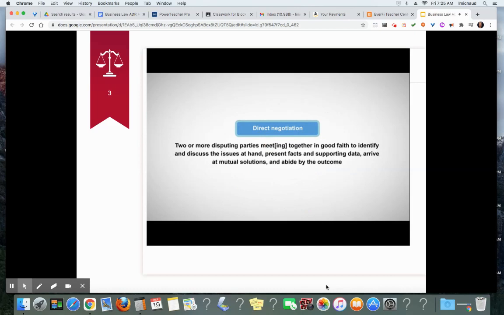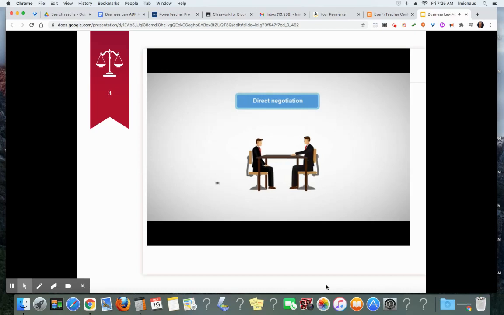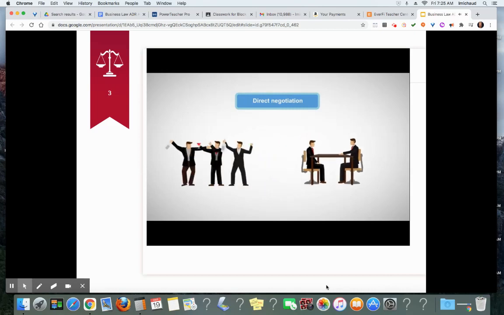Direct negotiation is generally defined as two or more disputing parties meeting together in good faith to identify and discuss the issues at hand, present facts and supporting data, arrive at mutual solutions, and abide by the outcome. As this definition suggests, negotiation covers a broad spectrum of avenues parties might take to reach a resolution. The setting can be formal or as informal as the parties want.